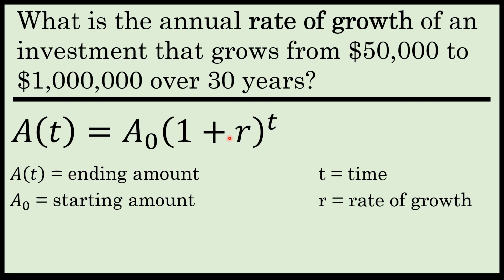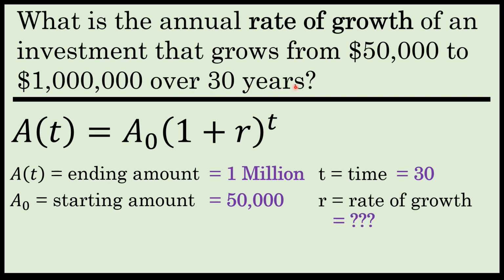In this particular problem, we're considering an investment that grows from $50,000 to $1 million over 30 years, and that means the ending amount is $1 million. A of t is $1 million. How about the starting amount? Well, we can see by parsing the problem that the starting amount, the initial value of the investment, is $50,000. The time that is passing is 30 years. This investment grows from $50,000 to $1 million over 30 years. And the rate of growth is the unknown. The question is, what is the annual rate of growth? That's what we're trying to find.